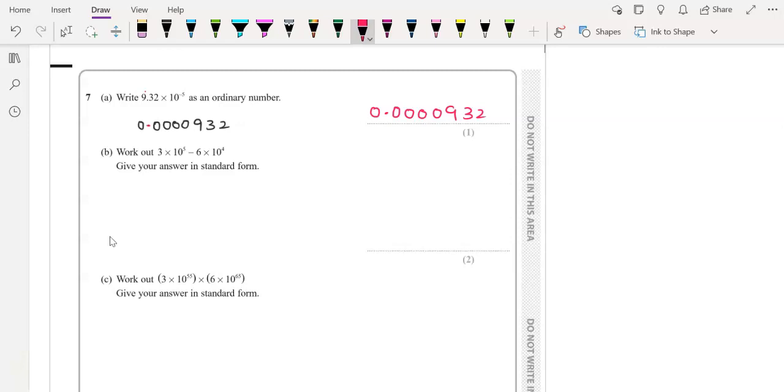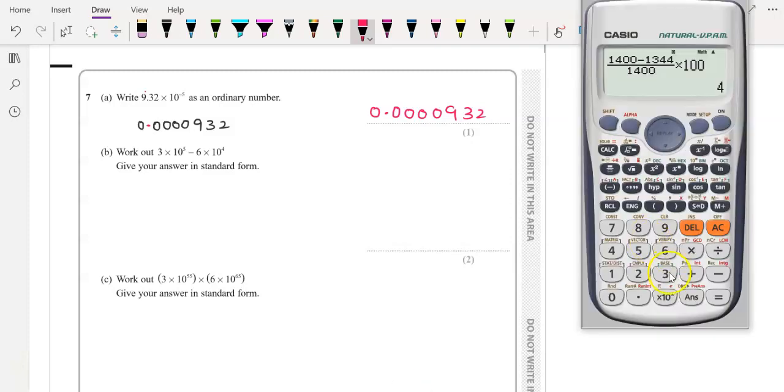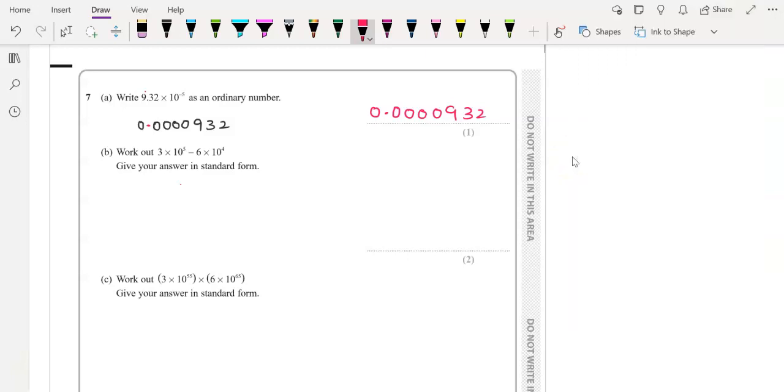Okay. Part B. Work out 3 times 10 to the power 5 minus 6 times 10 to the power 4. Now you can put this in the calculator. So 3 times 10 power 5 minus 6 times 10 power 4. That gives me 240,000. So you have 240,000.